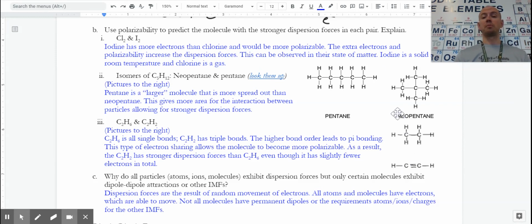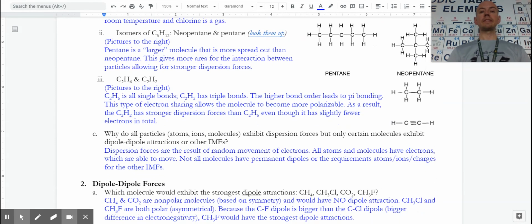So if we were to compare these for pentane compared to neopentane, we would see higher boiling and melting points, and we would see maybe a lower vapor pressure. Here, same idea with ethyne, where we have higher attractions.